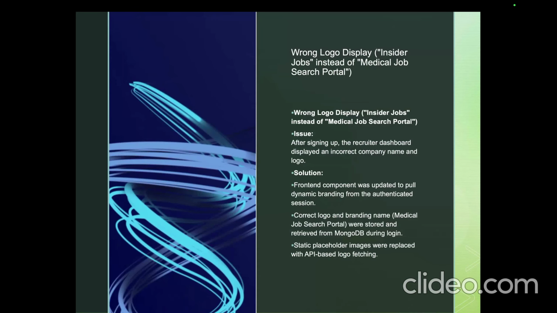Second was the wrong logo display. The solution was that we worked with the front end team and our group leader, and we updated the front end to pull dynamic branding from the authenticated session. The correct logo and branding name, Medical Job Search Portal, were stored in and retrieved from MongoDB during login, and static placeholder images were replaced with API-based logo fetching.